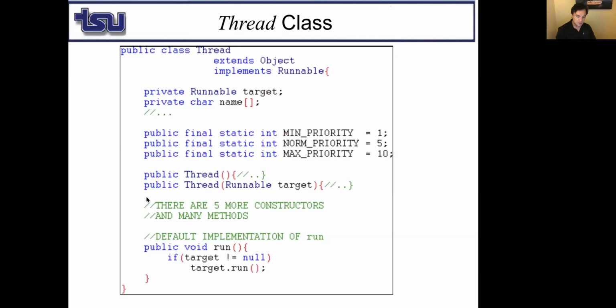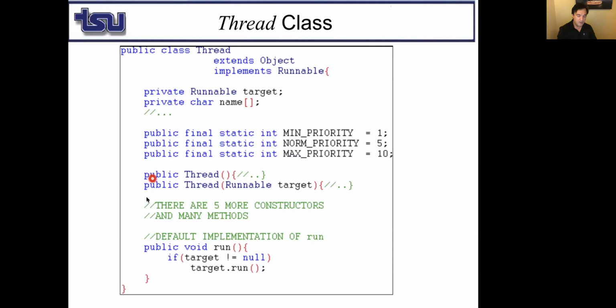It has 7 constructors, okay, but I'm going to give you only 2 of them. One is the default constructor. The other constructor takes a Runnable object as input. Just keep this one in mind, okay? Runnable object as input. Just to sum up, Thread is a class which extends from Object, implements Runnable, and this is the default implementation of the run method of Runnable. It has many data members. Two important ones are target, which is a Runnable object, and name, which is a character array, and there are some final static constants. Final static members are defined here. In fact, they are constants.